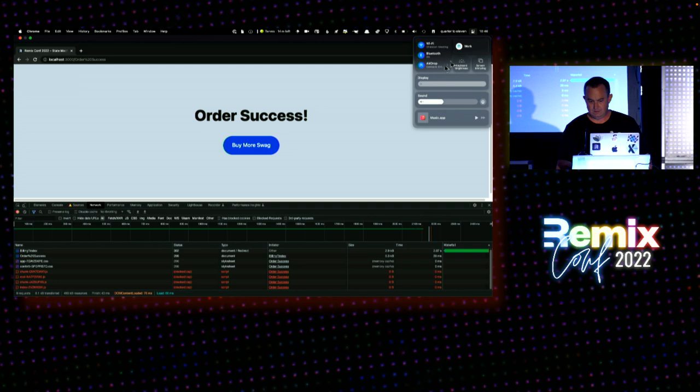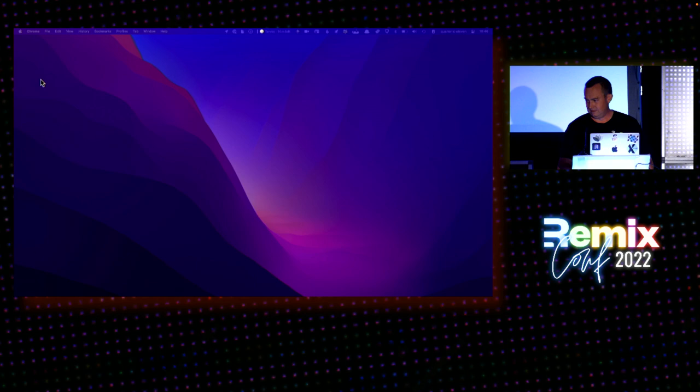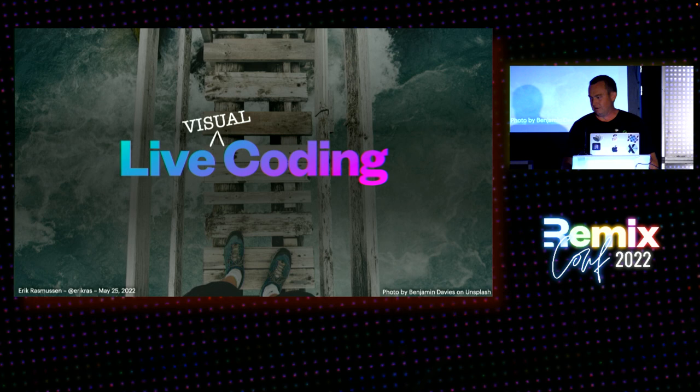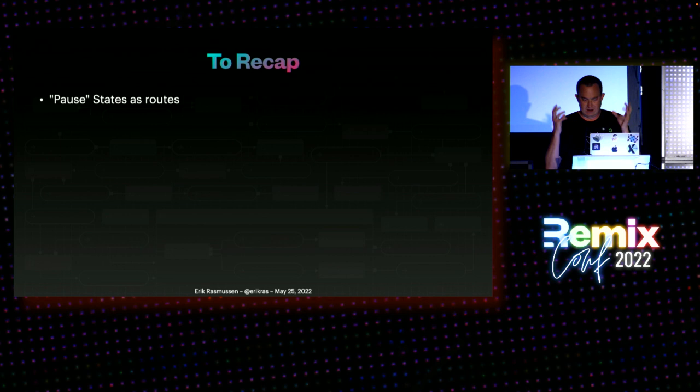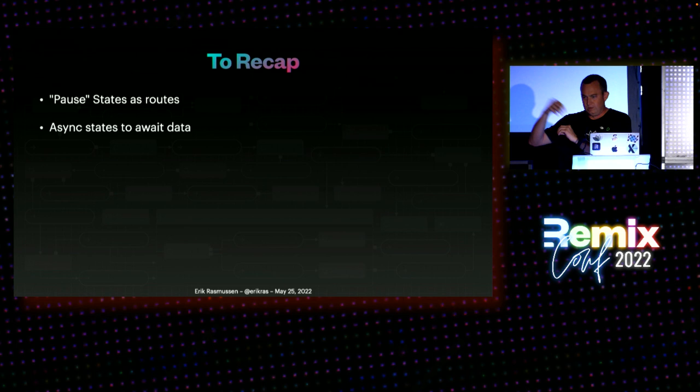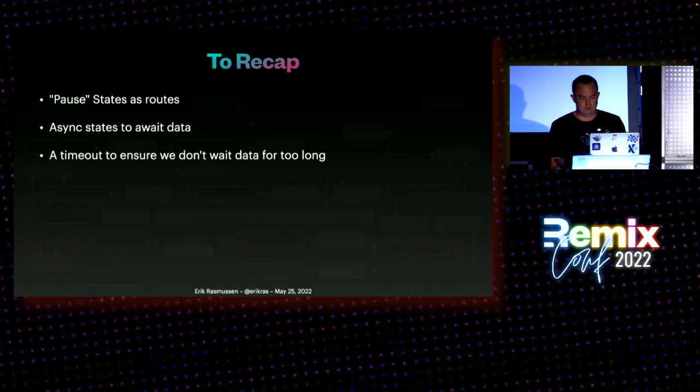So we are going to quickly go back to here. Back to my presentation again. So to recap, we had these pause states as routes. And we had these async states while we were waiting on stuff to interact with the real world. And we used a timeout to ensure that we didn't wait too long for those things to come back.